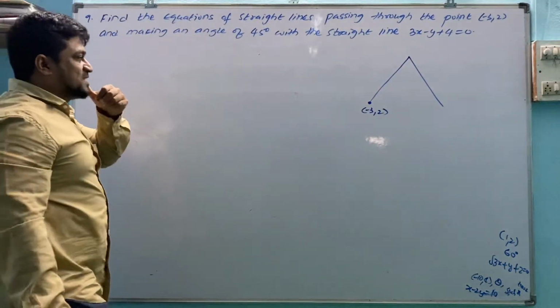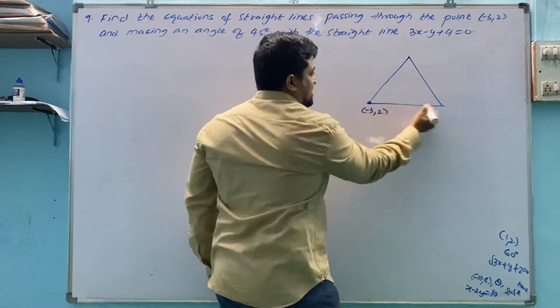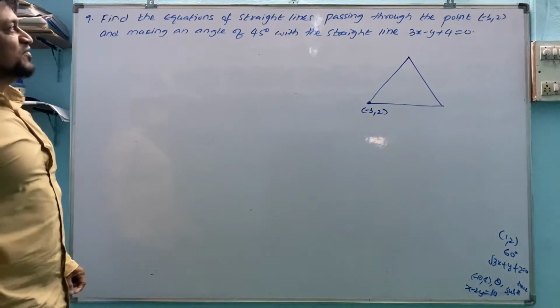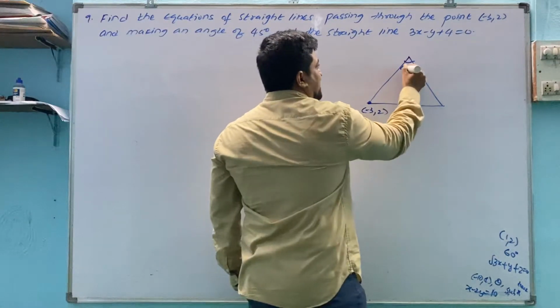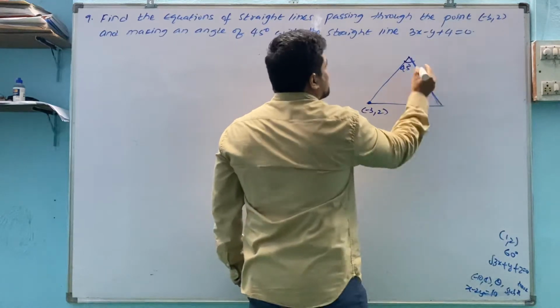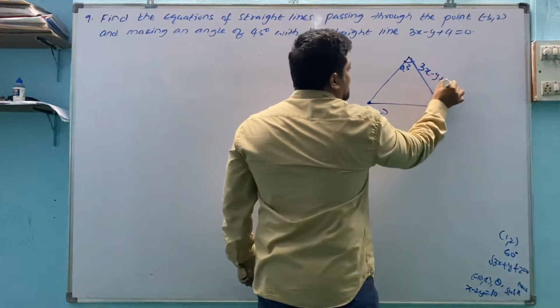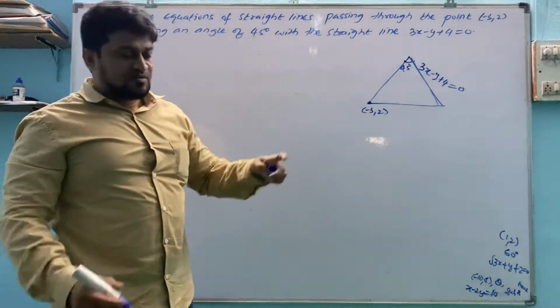Equation of straight line passing through this point means we can consider two lines are passing. One is passing in this direction, another is passing in this direction. And making an angle 45 degrees with the straight line means it goes and makes 45 degrees angle with this straight line. What is that straight line given to us? 3x minus y plus 4 is equal to 0.